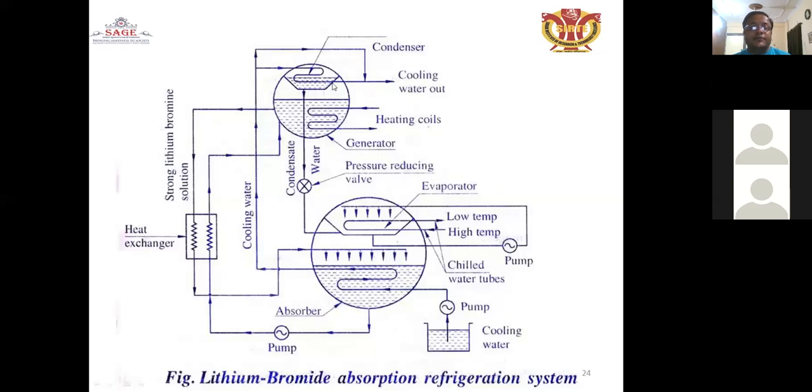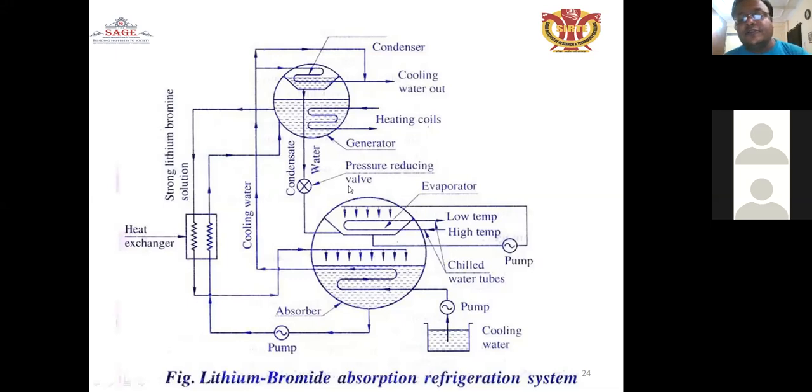This is the circuit diagram in which the generator and the condenser are divided by partitions, and the heat exchanger is the unit where heat exchange of the refrigerant vapor is done, making a strong lithium bromide solution. In a simple VAR system strong ammonia is made, but here strong lithium bromide solution will be made, passing through the generator and condenser side, and on the generator side the strong solution will be produced.